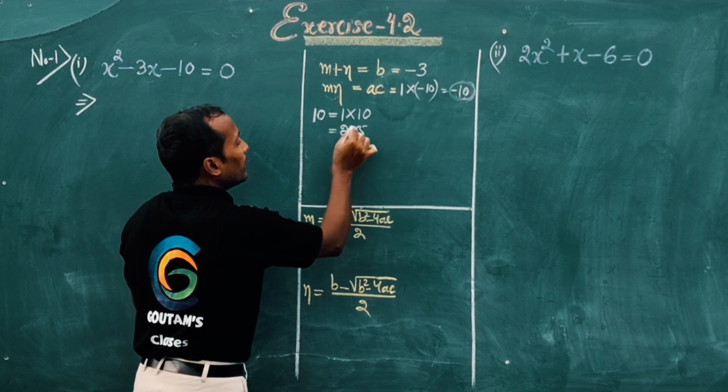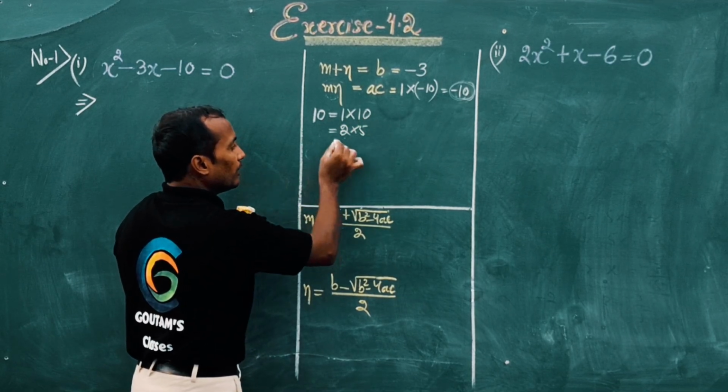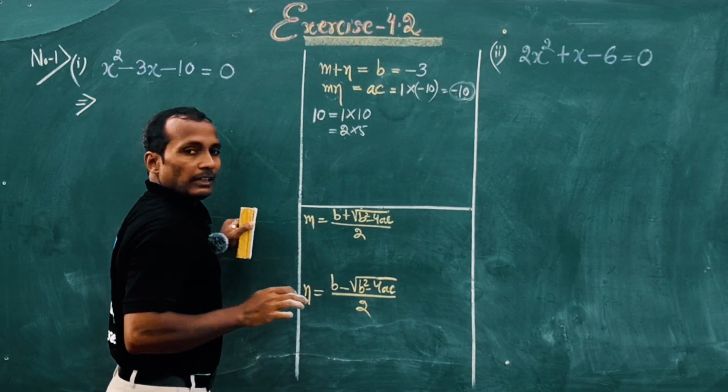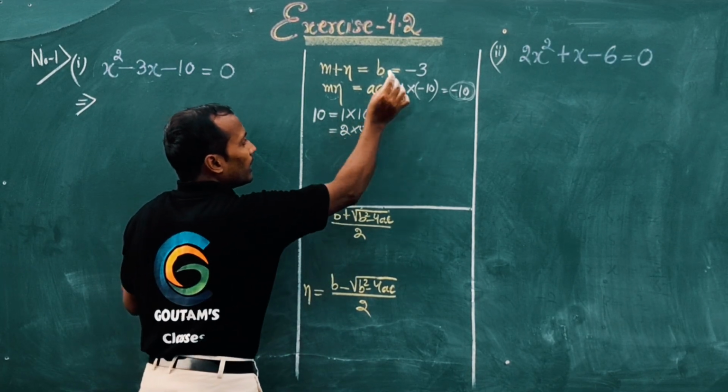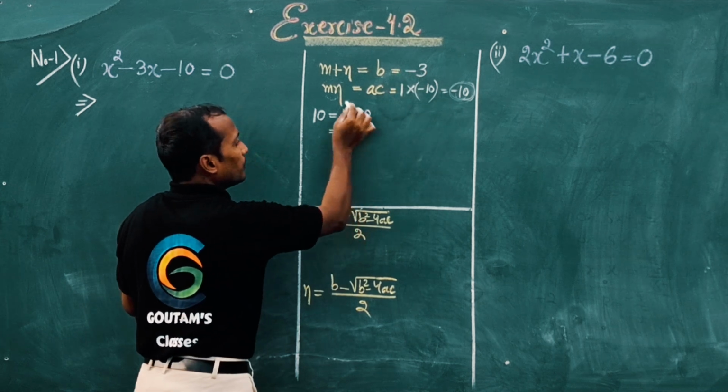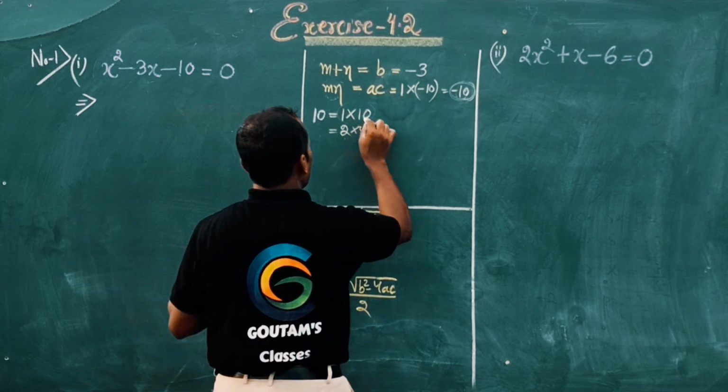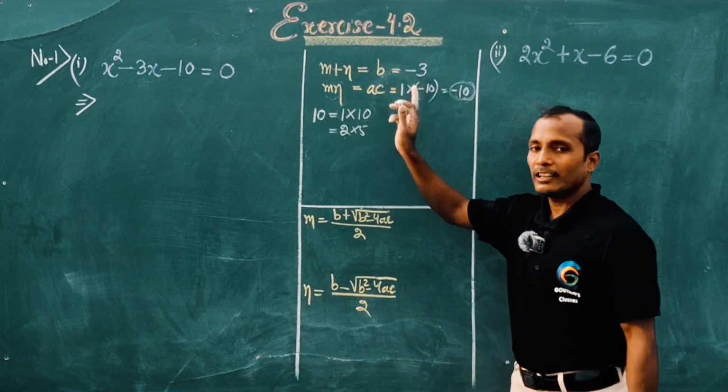2 into 5 gives you 10, 1 into 10 gives you 10. There is no other way. Now what you have to see? You must see that by taking which pair of numbers you are getting 3. Okay, this pair of numbers, upon addition or subtraction, whatever you do, you will not get 3.